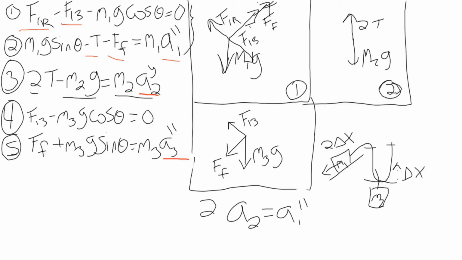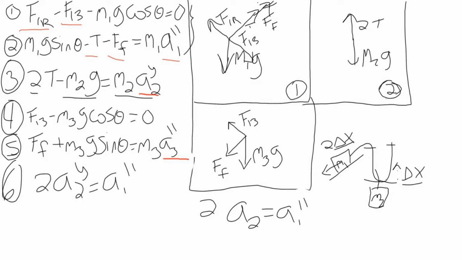If the distance is related by a factor of 2, then the speeds, the derivative of how much this changes as a function of time, will be related by a factor of 2, and so will the accelerations. So this is the last equation we need: 2a2y is equal to a1 parallel.